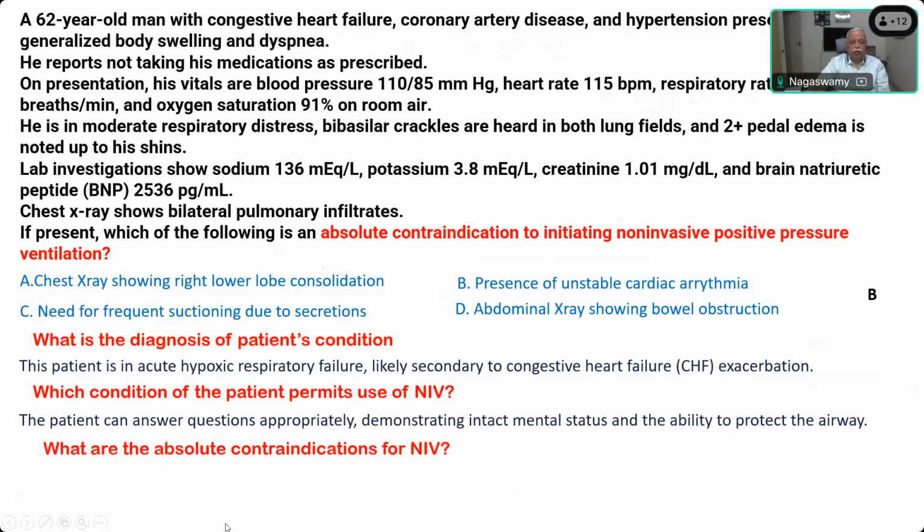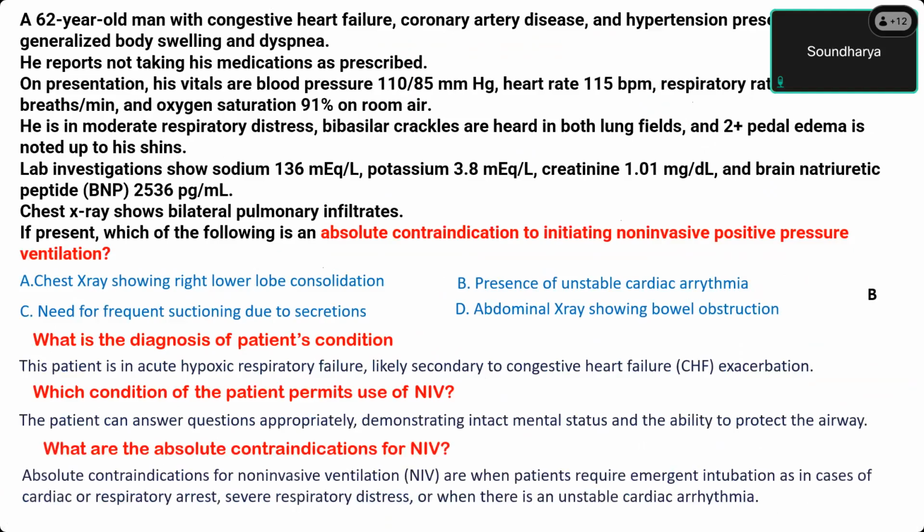What are the absolute contraindications for NIV? Facial trauma, sir. Facial trauma, okay. Unconscious patient. Unconscious, low GCS. Require emergent intubation in case of cardiac or respiratory arrest, severe respiratory distress, who have unstable cardiac arrhythmias, and so this is absolute. Relative is facial trauma and all those things. So absolute contraindications are these three. Yes.